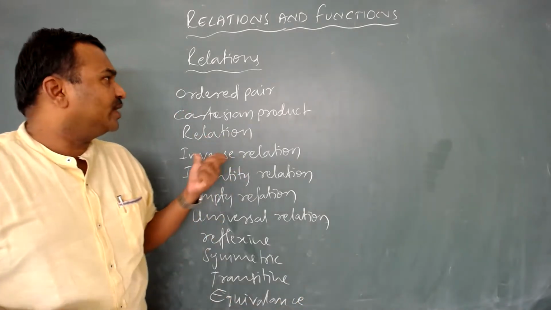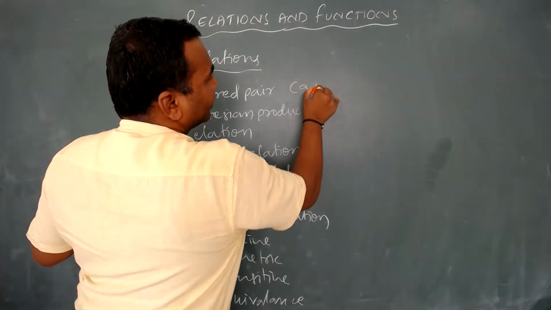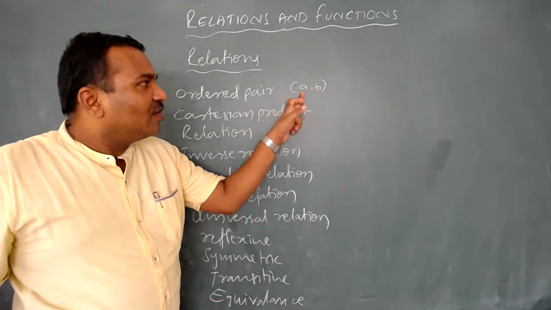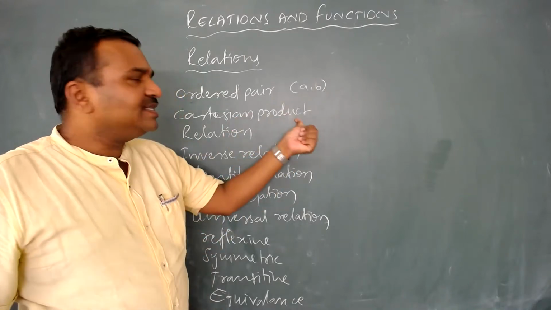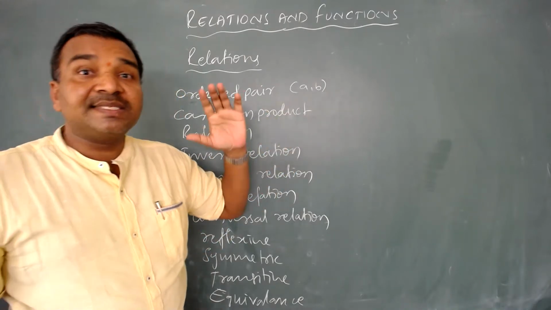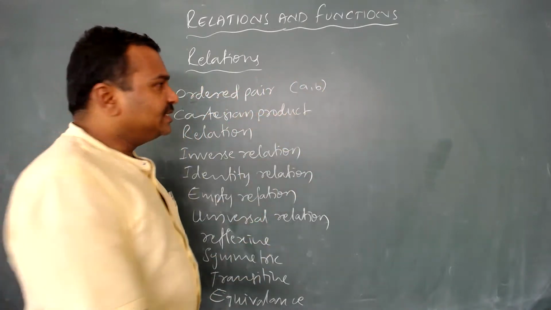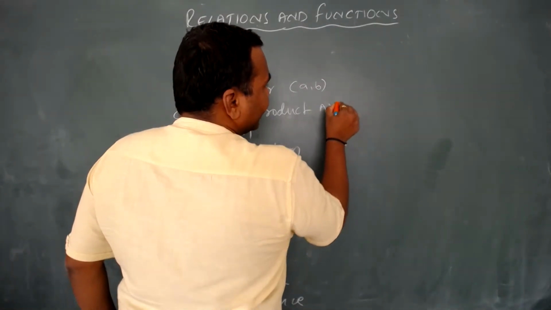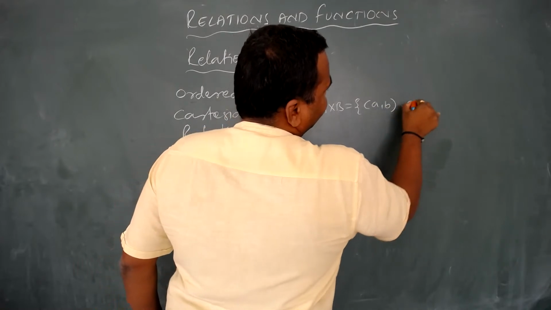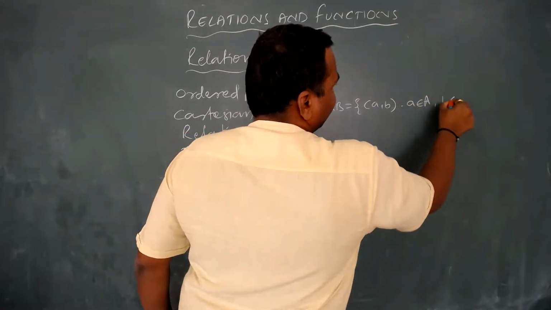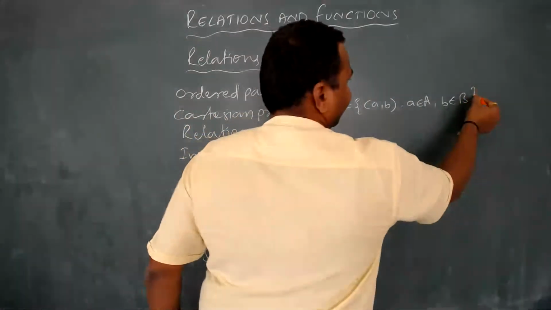Now I want to revise within 2 minutes. Ordered pair. What is ordered pair? A comma B. This is called ordered pair. Here, first element belongs to first set, second element belongs to second set. Cartesian product. What is Cartesian product? Set of all ordered pairs from first set to second set. Generally, it is denoted by A cross B. What is its value? A comma B such that A belongs to A, B belongs to B. Okay. This is Cartesian product definition.